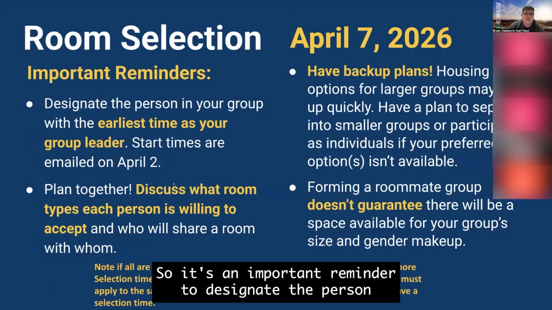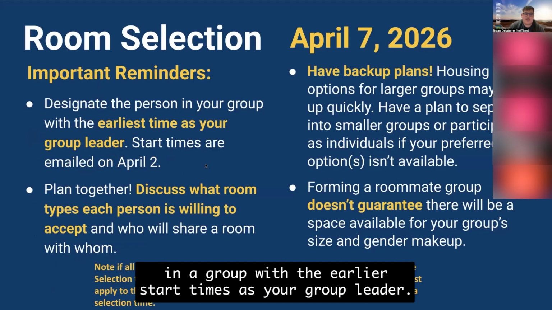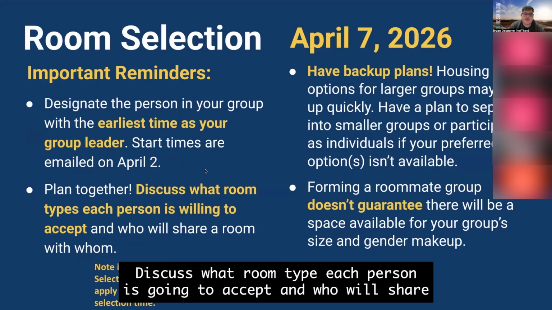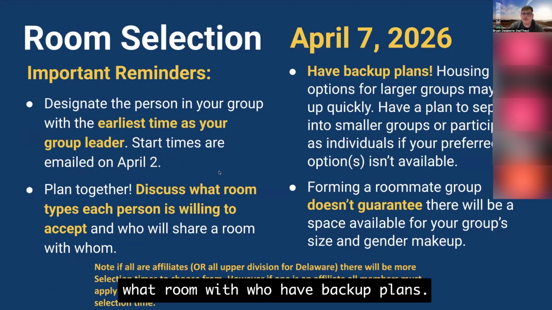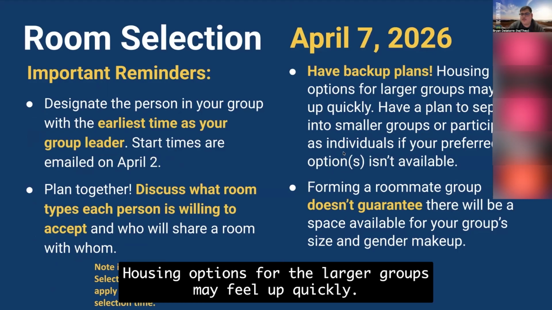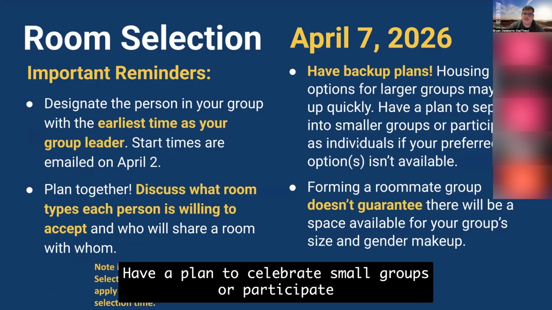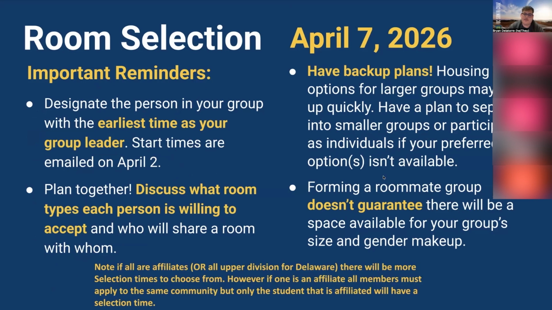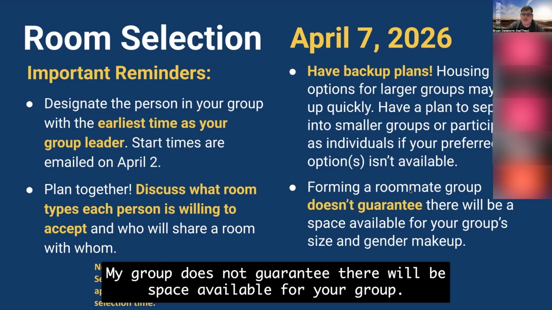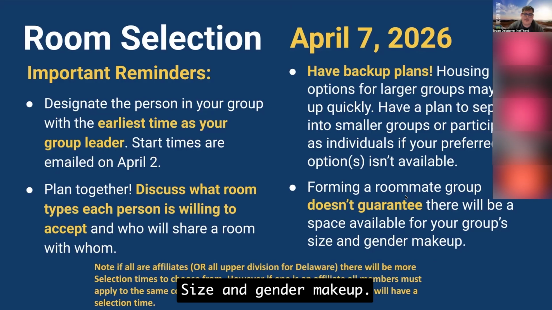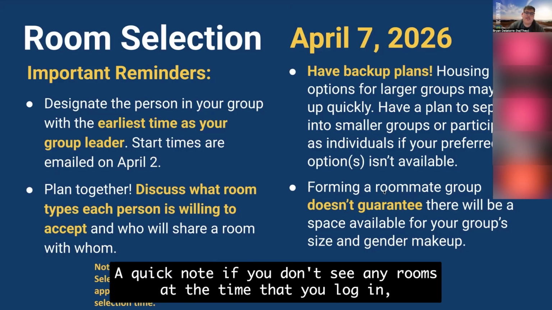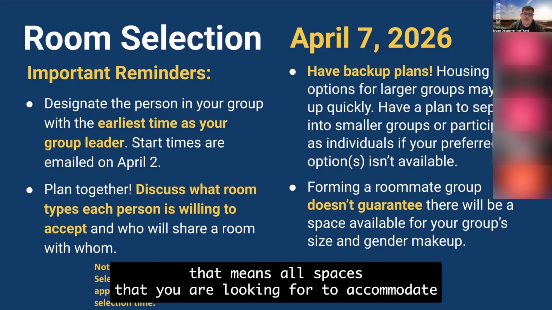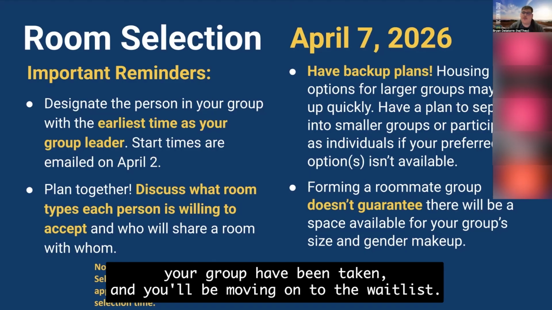So some important reminders: designate the person in your group with the earlier start times as your group leader. Start times are emailed on April 2nd. Plan together, discuss what room type each person is willing to accept and who will share what room with who. Have backup plans. Housing options for larger groups may fill up quickly. Have a plan to separate into smaller groups or participate as individuals if your preferred options are not available. Forming a roommate group does not guarantee there will be space available for your group size and gender makeup.